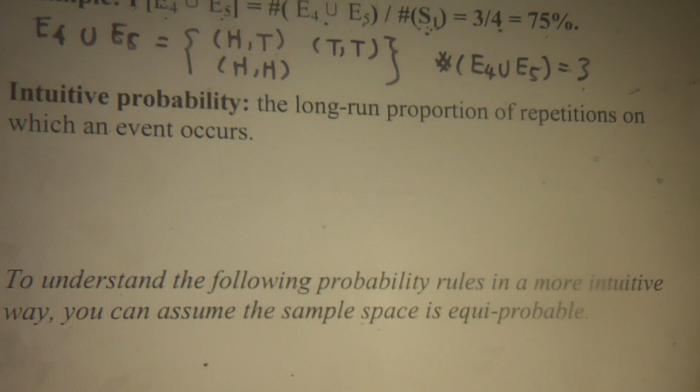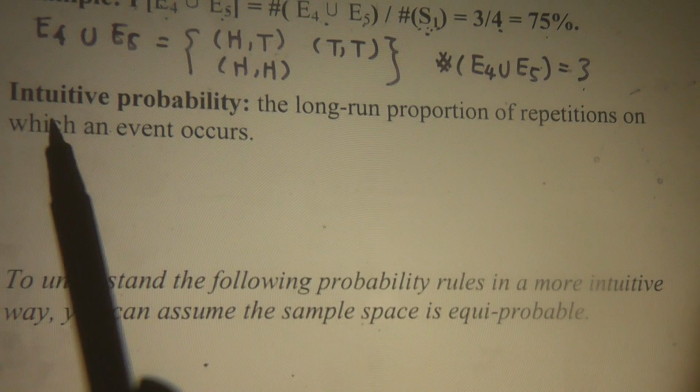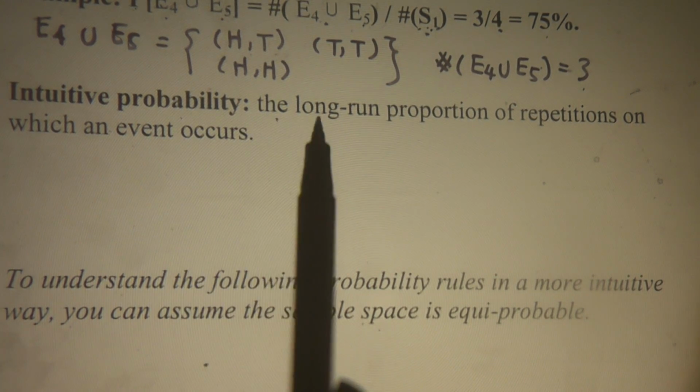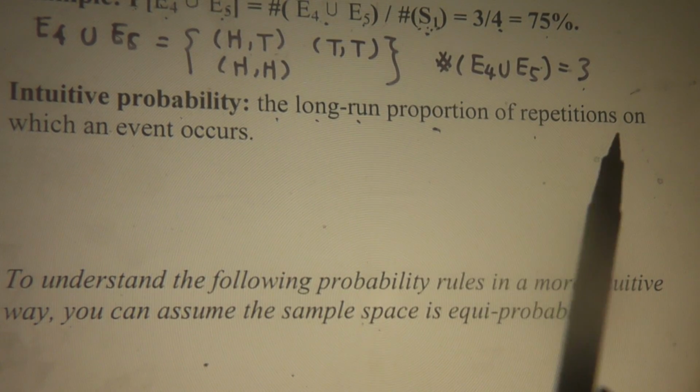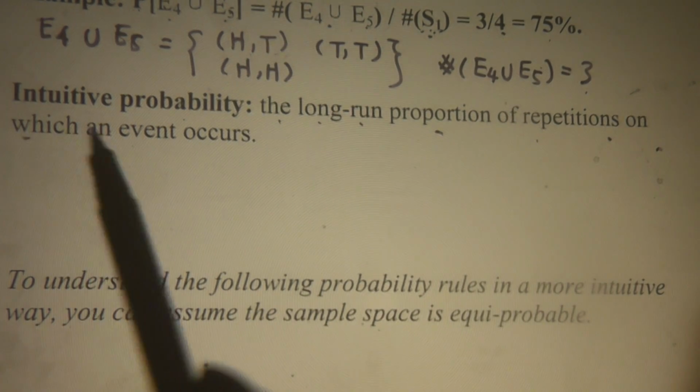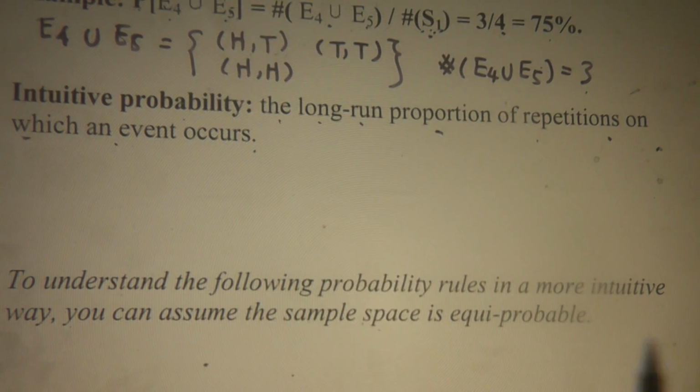Next one. Let's talk about intuitive probabilities. Intuitive probability is the long-run proportion of repetitions on which an event occurs.